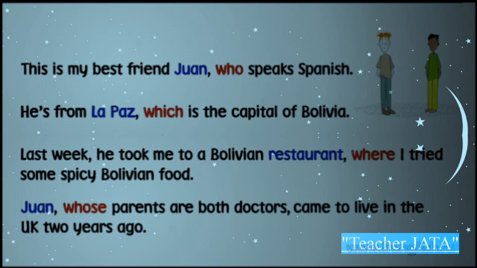We use commas around a non-defining relative clause, or we use a comma before the non-defining relative clause if it is at the end of the sentence.